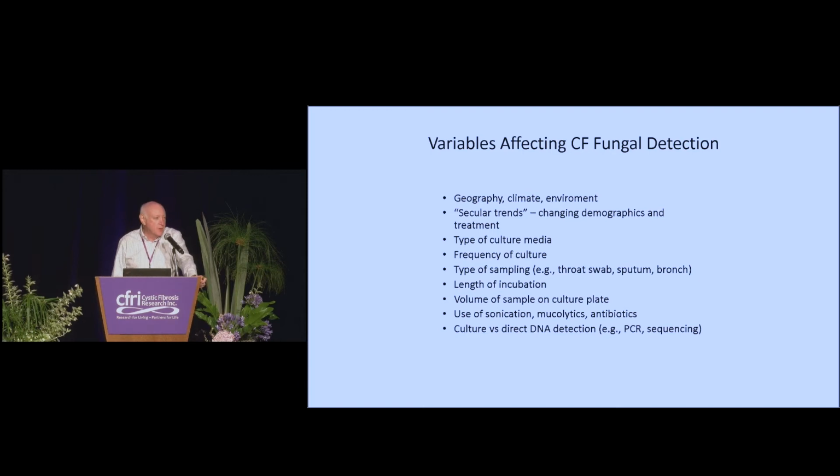These include the type of culture media that are used, which can select out fungi or not. How often you do it: the more you seek, the more you find. So if you're doing one culture every few years, that's different from doing it twice a year or quarterly. The type of sampling actually is important.